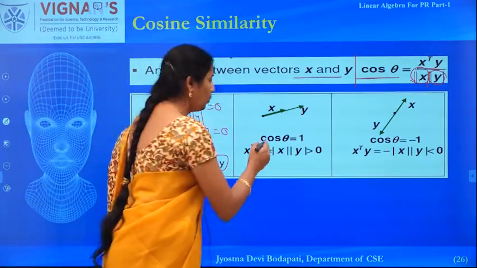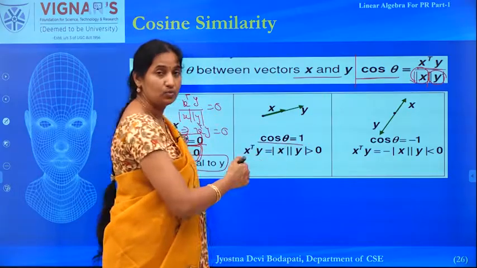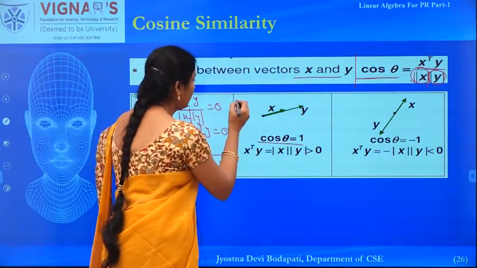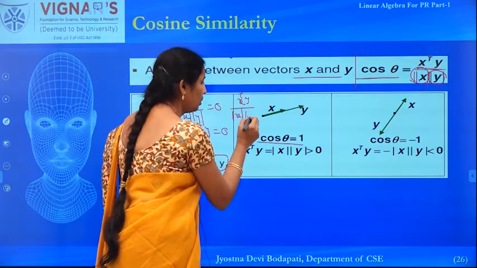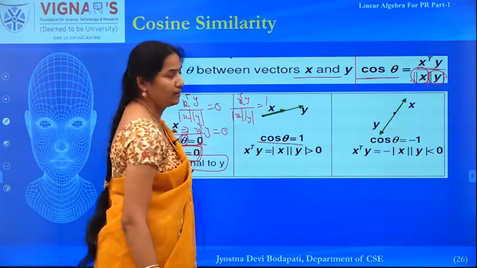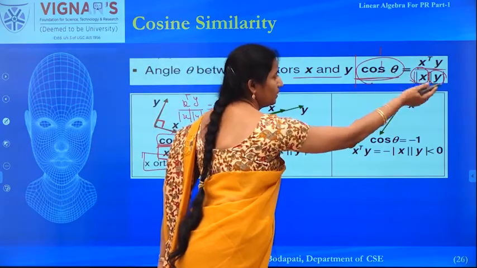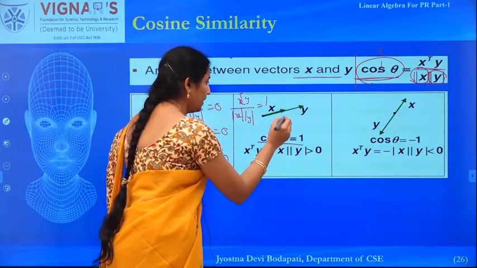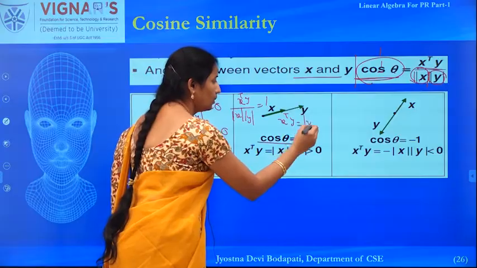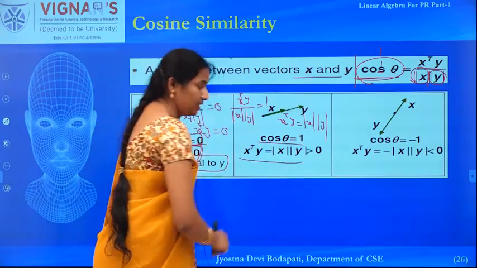Now let's see what happens when cos theta is 1. In that case you can write x transpose y by norm of x into norm of y equal to 1, right? Cos theta is 1, so I can replace this with 1. So this is equated to 1. In that case, can I write x transpose y equal to norm of x into norm of y, right? So that's what I have written here.